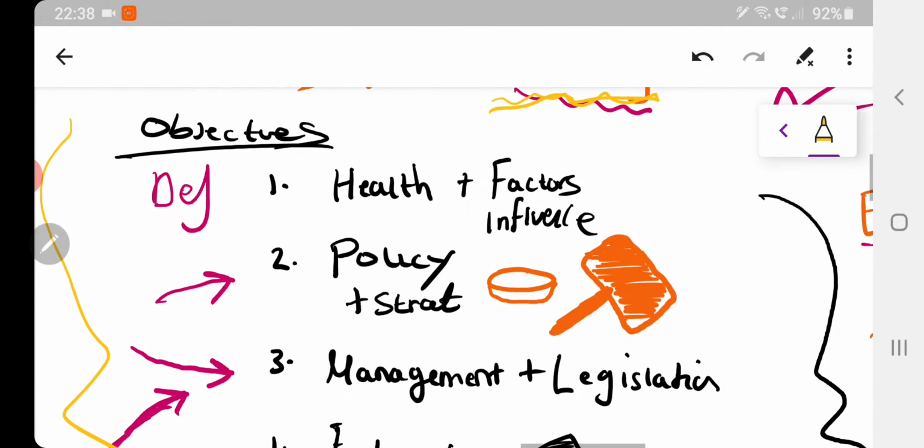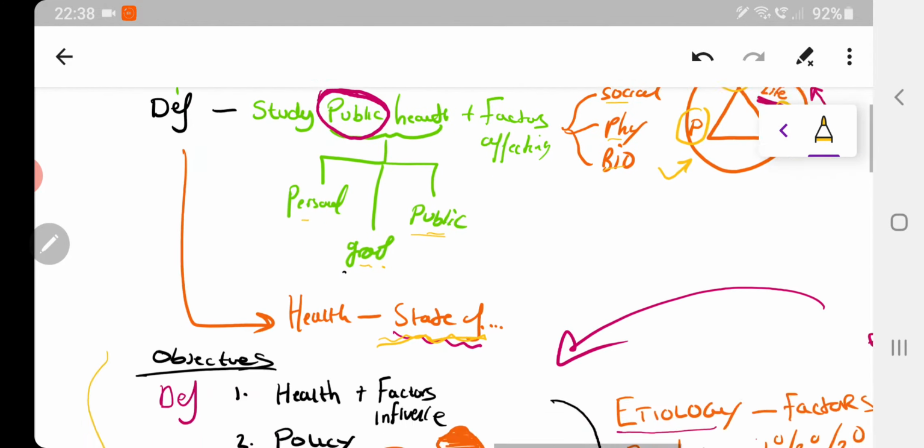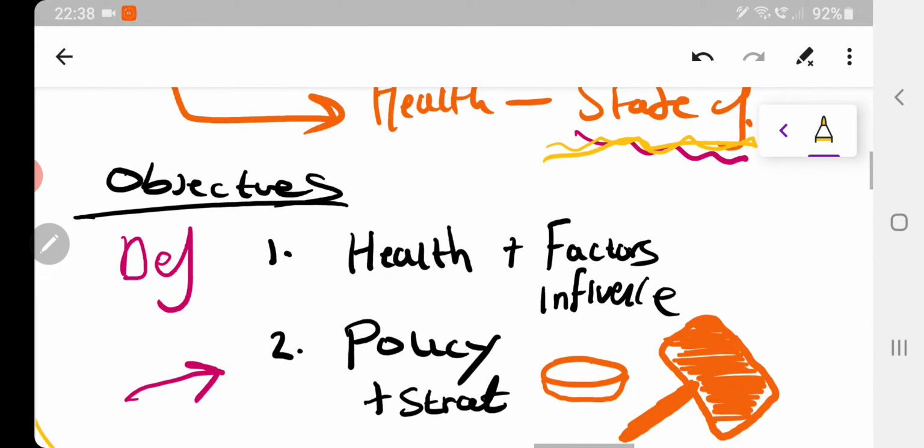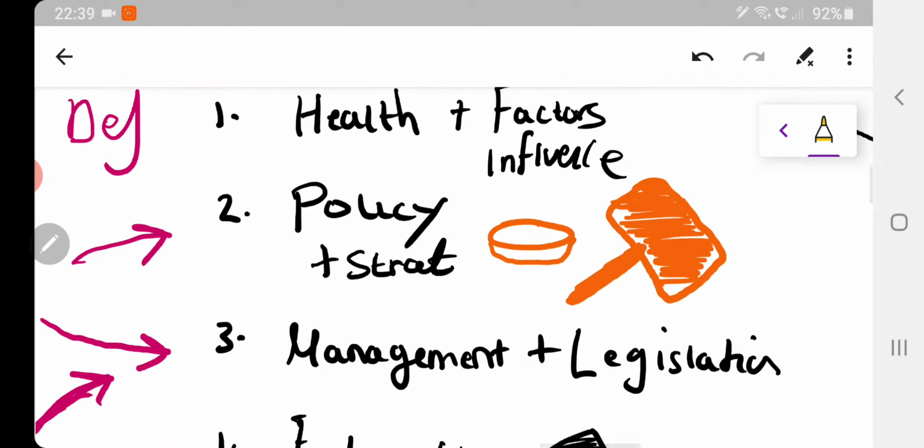Let's start with this objective. First one here, health and the factors influencing health. That's objective number 1. What is this basically? It's exactly the same as the definition. A study of health and the factors influencing health. Social, biological, political, environmental, all that stuff.